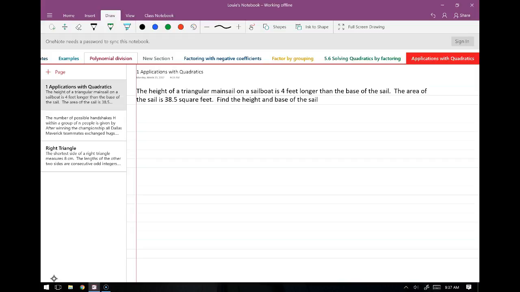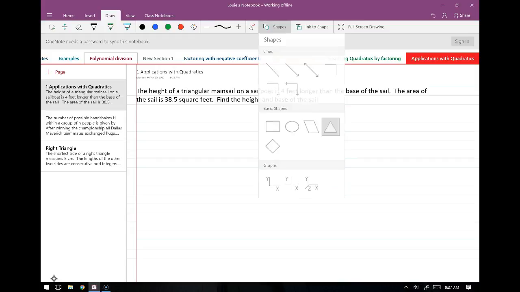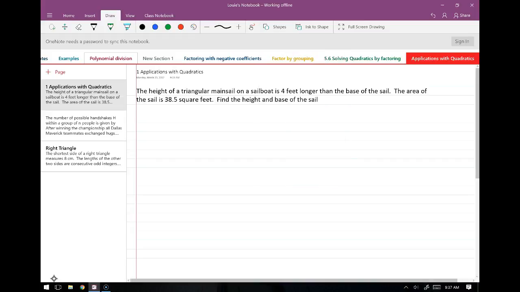Okay, so for the very first problem here, we have the height of a triangular mainsail on a sailboat is 4 feet longer than the base of the sail. The area of the sail is 38.5 square feet. Find the height and base of the sail.